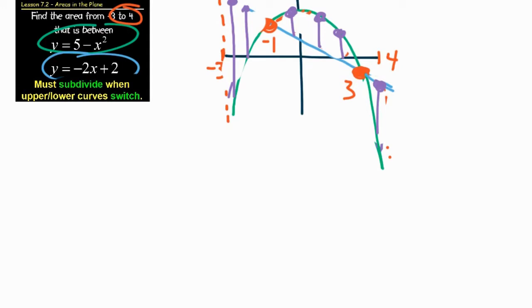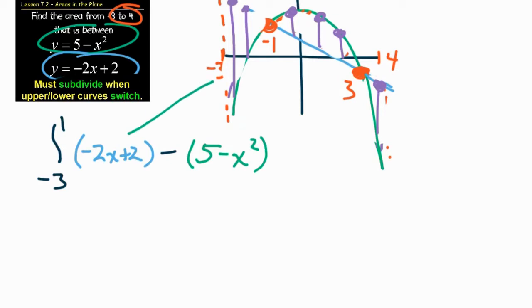And so what does this end up looking like? Well, it ends up looking like 3 integrals. And so simply we go from negative 3 to negative 1. And in this case, it'll be the upper graph as negative 2x plus 2 minus the lower graph as the parabola as 5 minus x squared. Now, that's this first interval. That's this first section.